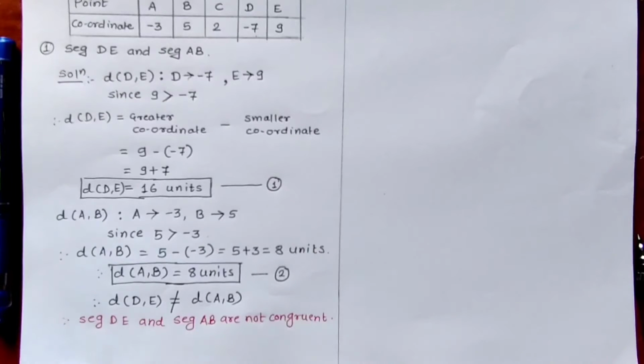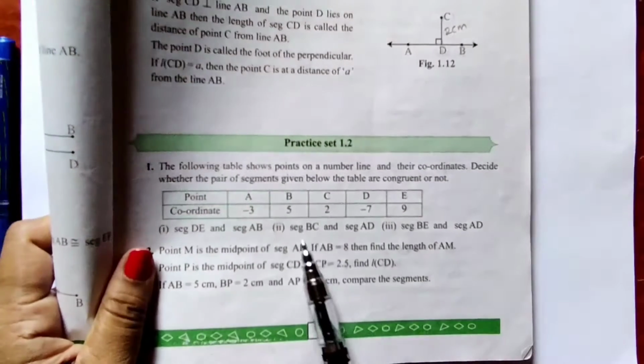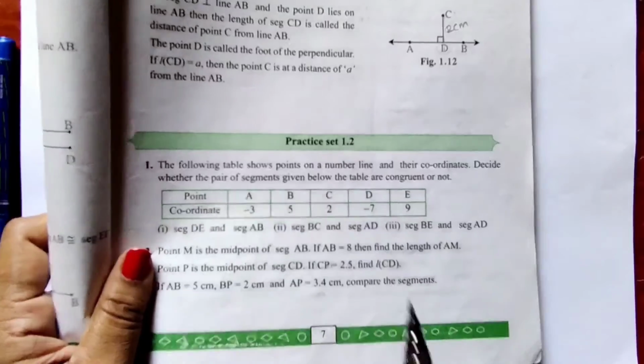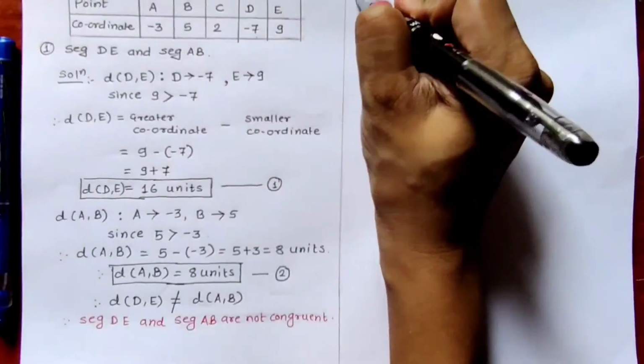So in this way we can check the congruency of two segments. Now let us see the second one. It is seg BC and seg AD. So I will be writing second here.